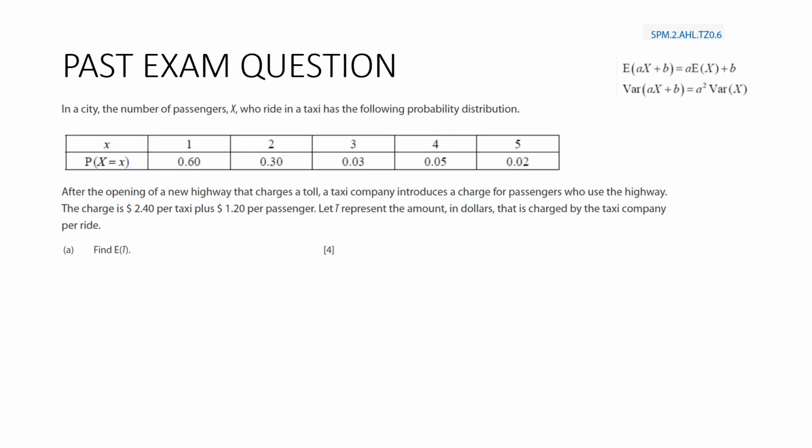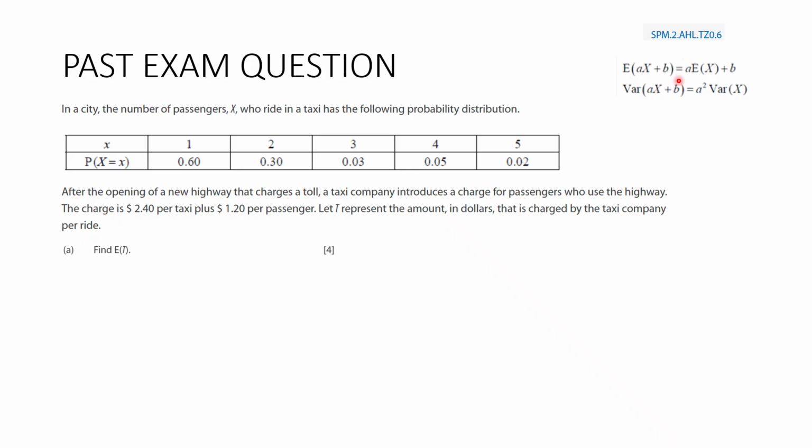And let's finish off with a past exam question. In a city, the number of passengers x who ride in a taxi has the following probability distribution. After the opening of a new highway that charges a toll, a taxi company introduces a charge for passengers who use the highway. The charge is $2.40 per taxi plus $1.20 per passenger. Let T represent the amount in dollars that is charged by the taxi company per ride. Part A, find E of T. So we can see that T is a linear transformation of x, and x is the number of passengers, so T is going to be equal to $1.20 times x plus $2.40.